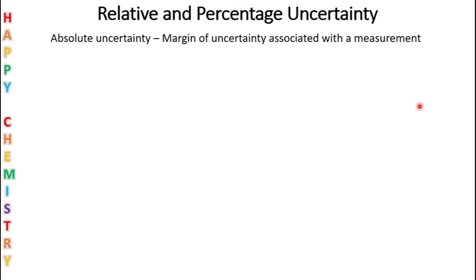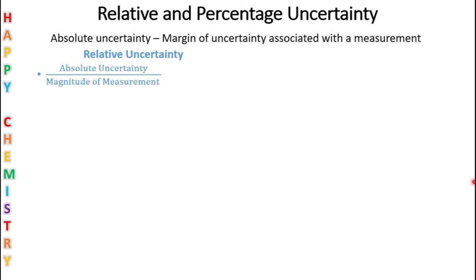What is relative uncertainty? Relative uncertainty is the quotient between absolute uncertainty and the magnitude of the measurement. That means relative uncertainty compares the size of the absolute uncertainty with the size of the measurement. Percentage uncertainty is when relative uncertainty is expressed as a percentage.